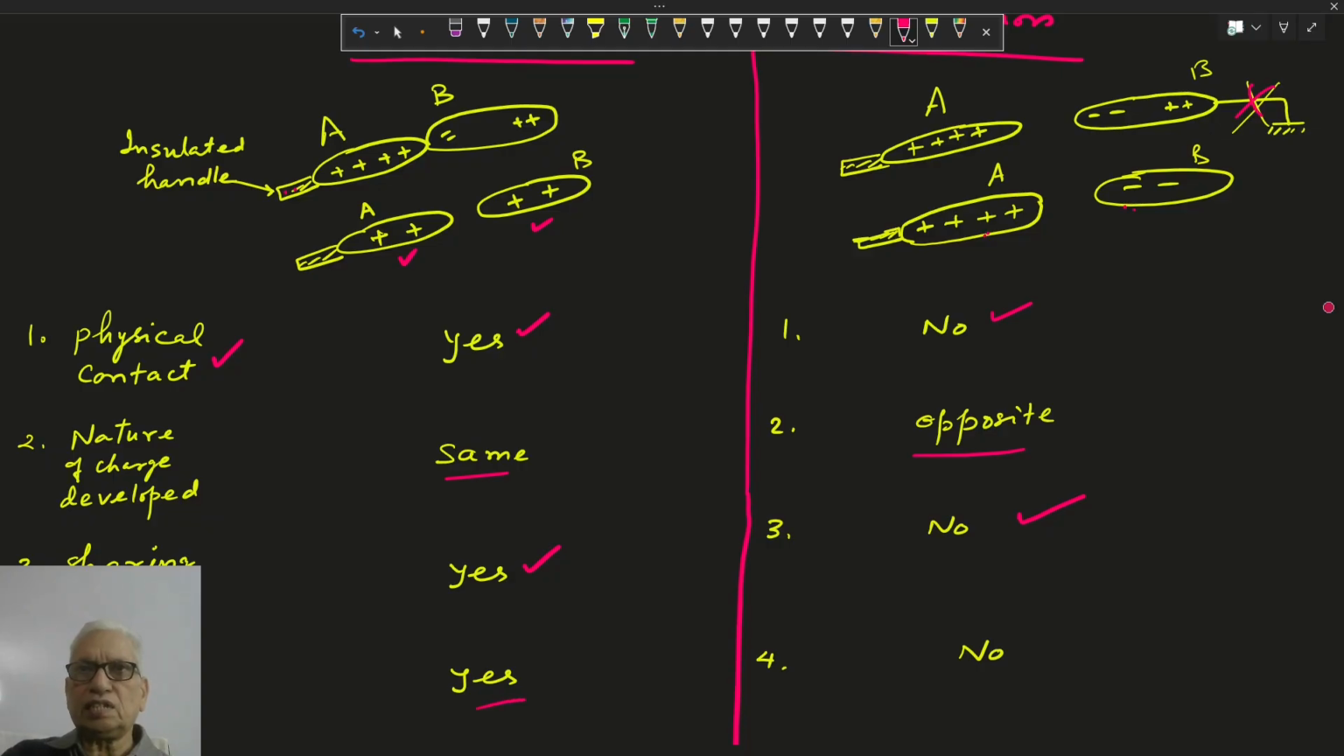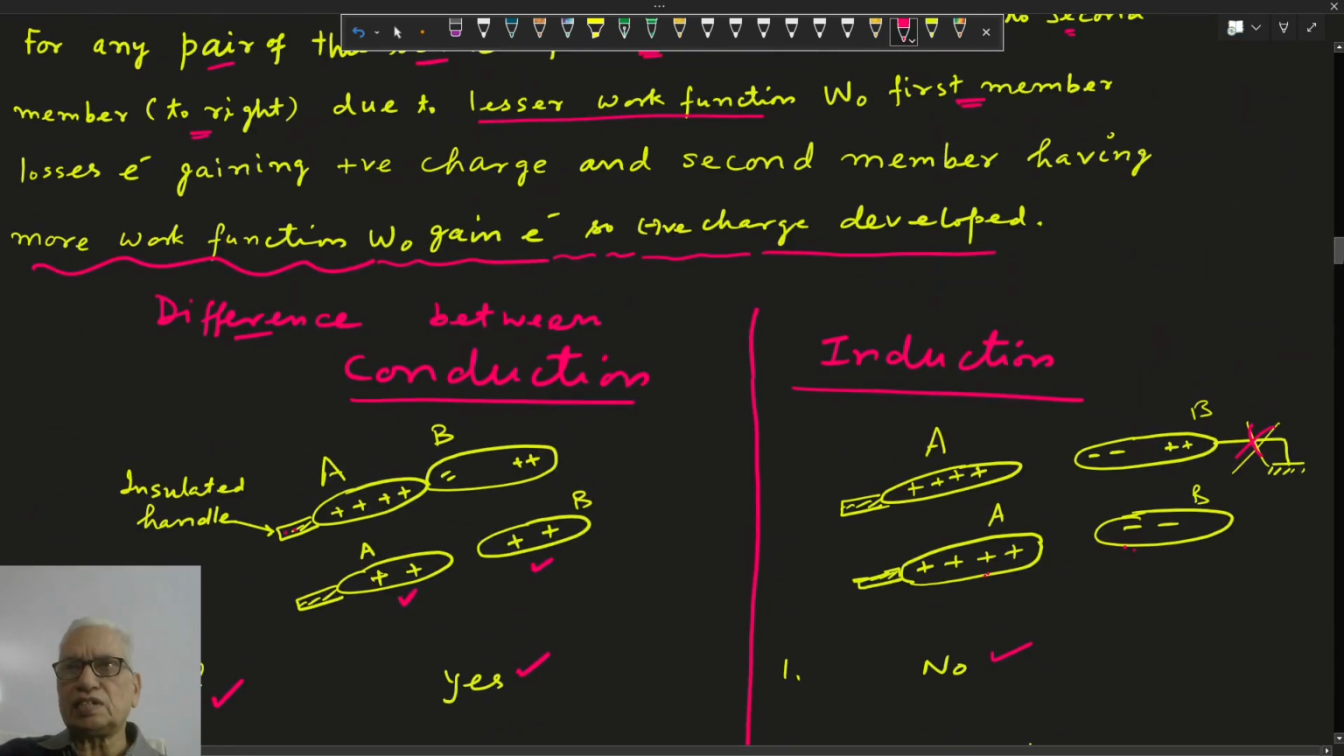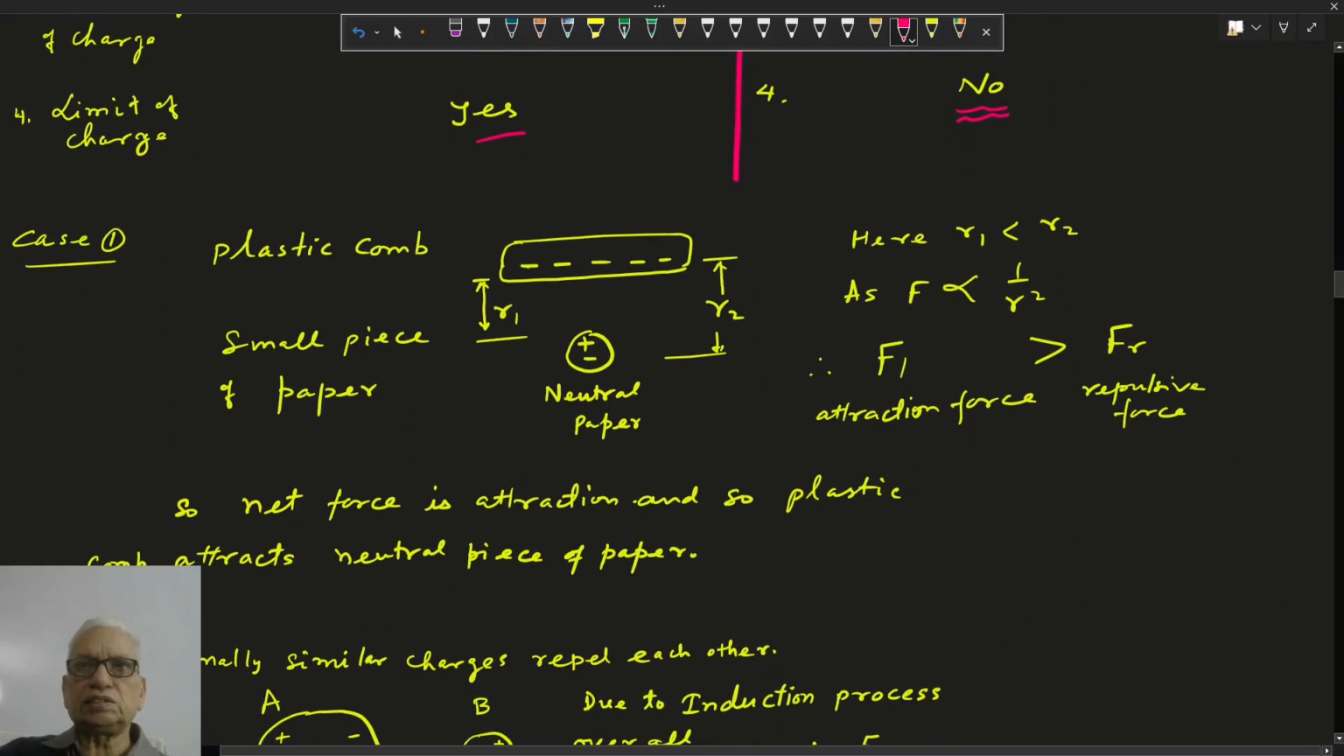लिमिट ऑफ चार्ज ना है उसी में शेयरिंग हो सकती है. पर अपना ए से किसी कोई चार्ज लॉस नहीं हो रहा, सो देयर इज नो लिमिट, अनलिमिटेड अभी चार्ज डेवलप करते हैं. बी का ही चार्ज डेवलप करना है, ए को कोई शेयरिंग नहीं हो, ऐसे कोई भी चार्ज ट्रांसफर नहीं. सो देयर इज द डिफरेंस बिटवीन कंडक्शन एंड इंडक्शन. हियर लेट अस डिस्कस दिस केस.